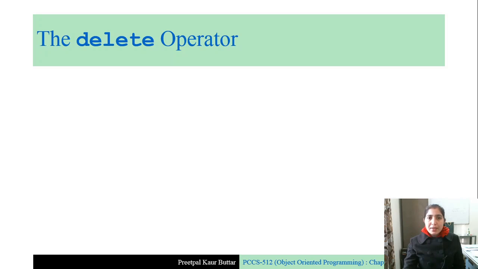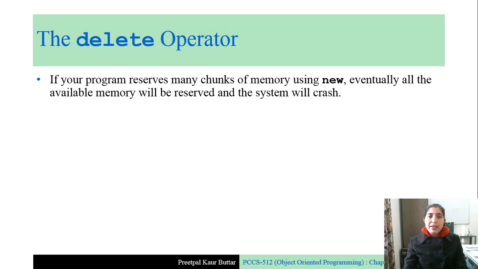Coupled with the new operator is the delete operator. The new operator is used to allocate memory and the delete operator is used to free that allocated memory. If your program reserves many chunks of memory using new, eventually all the available memory will be reserved and the system will crash. If you are continuously reserving memory using new, then ultimately you will eat up all the memory and the system will crash because there is no memory available.